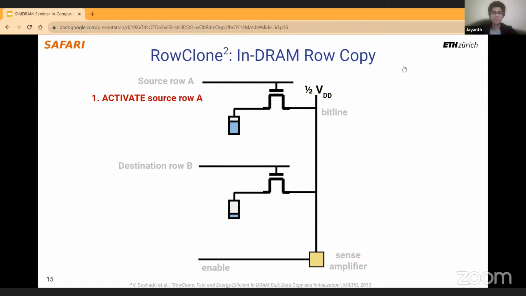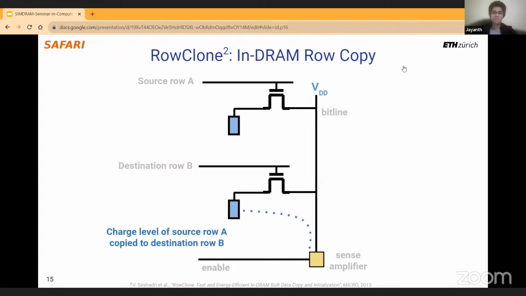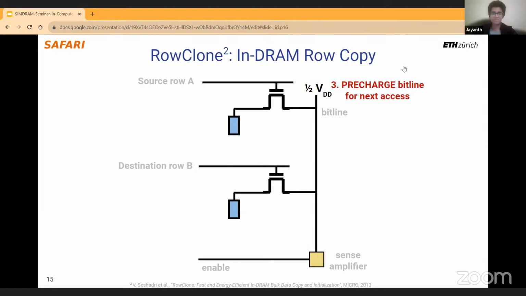We issue an activate command to row A first. The storage capacitors in row A would now be connected to the corresponding bit lines, and they will share charge with the bit line. This will be sensed by the sense amplifier and amplified, and the bit line will be pulled to the respective values. And then after this, we immediately activate row B, which now connects the bit line to the storage capacitors of row B. So this will copy the charge on the bit line, which is charged from row A, into row B, which essentially is copying the data in row A to row B. And finally, as usual, a pre-charge is performed for future accesses.